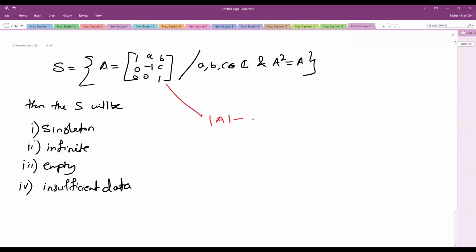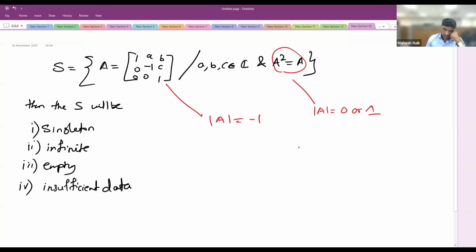Here it is given that A square is equal to A. That is the condition of an idempotent matrix, and we know that the determinant of an idempotent matrix is either 0 or 1, but we are getting -1. So we won't be able to get both these things in the same matrix, and because of that we won't be able to find a matrix which holds both. So the set in this case will be an empty set.